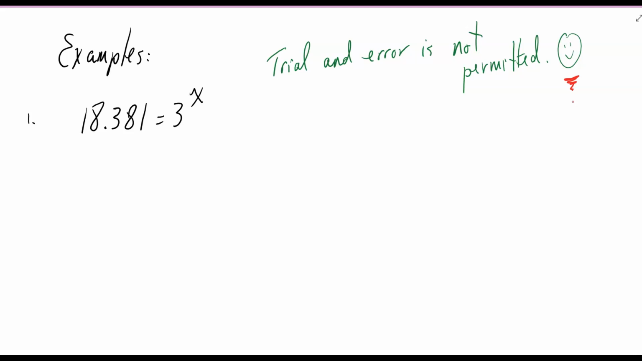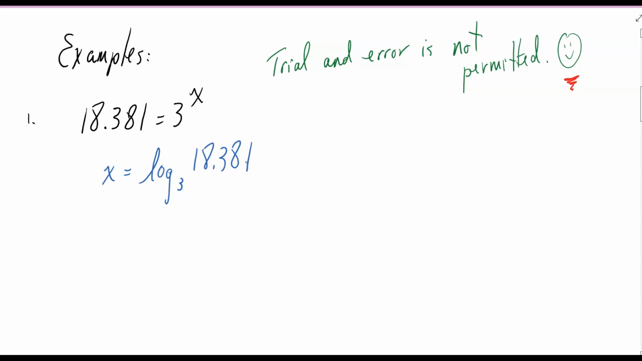So what do we have here? We have an exponential equation where the exponent is the unknown. So the first point in the guideline says change to logarithmic form, which means x is equal to log base 3 of 18.381.